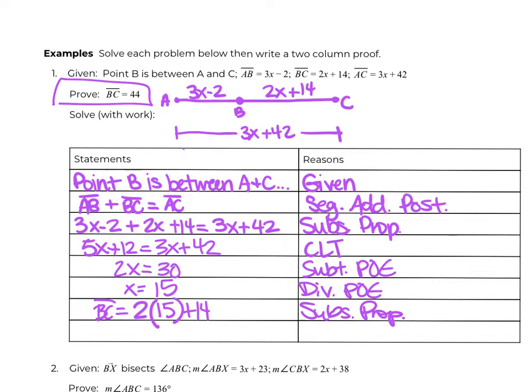All right, and I just simplify that. So 2 times 15 is what? 30. 30 plus 14. Right. So it should be matching up there. If not, something went wrong. Final reason would be what?